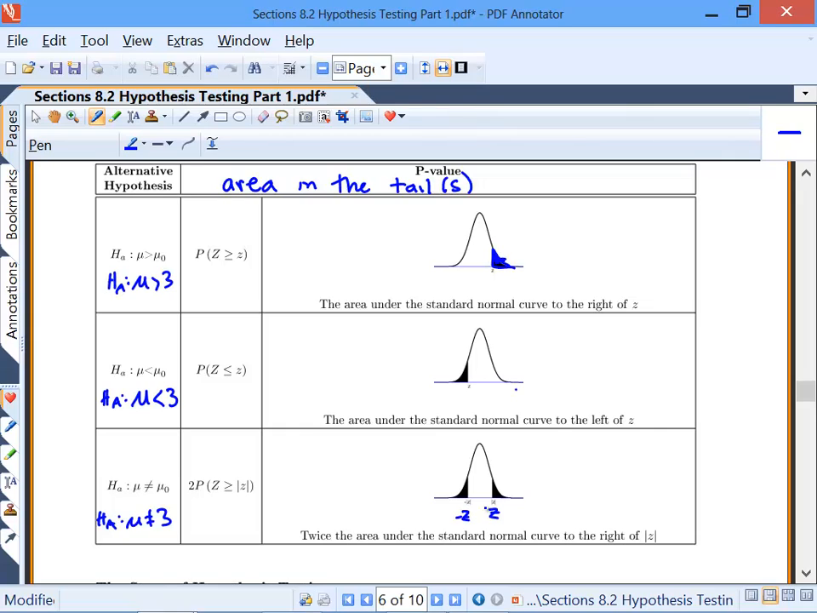Now, because it is symmetric, if you find the area in one tail, what's in the other tail? The same thing, and you just have to times it by 2. To get a correct formula, we do write the absolute value of z, because we don't know if the z-value you get is going to be negative or positive to start with. But just draw your picture, find the area in both tails, and add them together or times by 2.